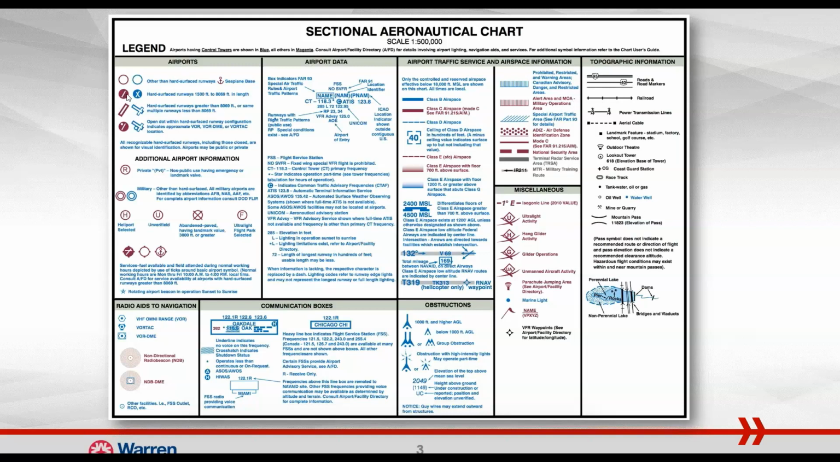Probably the other thing you want to remember is, as a general rule of thumb, if the airport is denoted in magenta, it is non-towered. If it is denoted in blue, it is a towered airport. And then you have the other markers for airports or heliports here.